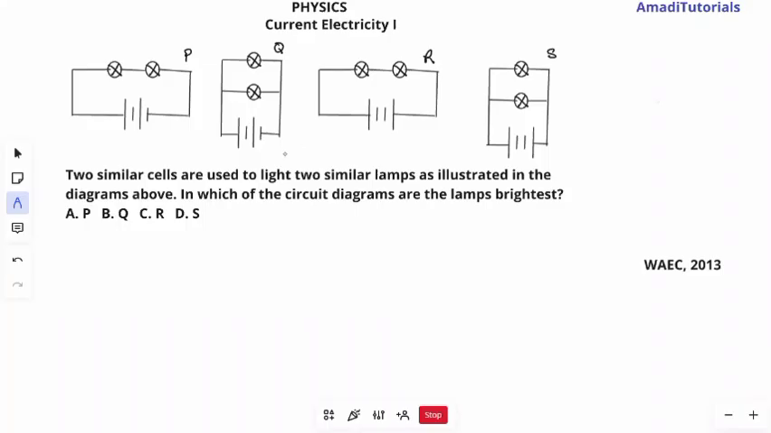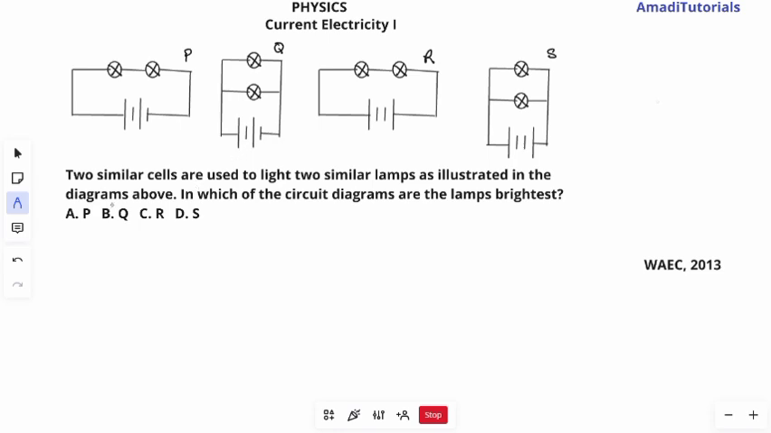Okay, in order to understand the concept of cells, polarity, and also load or resistance connected in series and parallel, and how it affects current, we're going to use this question to get an understanding of the concept.